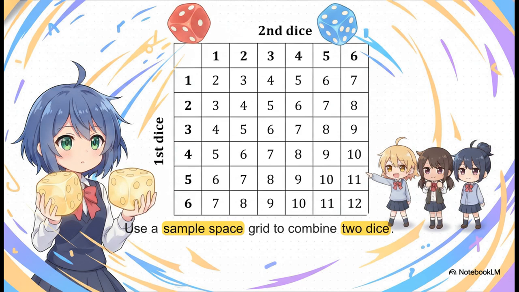Look, when an exam asks you to combine two things, like say rolling 2 6-sided dice, trying to list all 36 possible combinations in your head or even scribbling them on paper is a total recipe for disaster. You will almost certainly miss one. Instead, you need a sample space grid. Think of this grid as your ultimate structural cheat code. It neatly maps out the first dice on one axis and the second dice on the other.